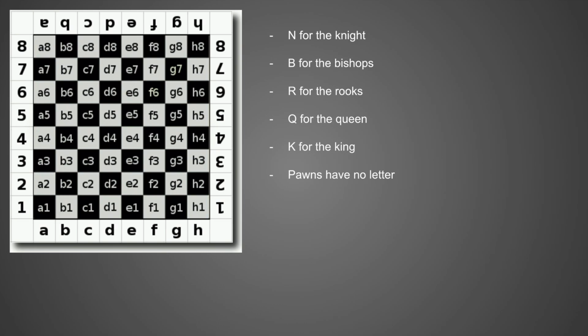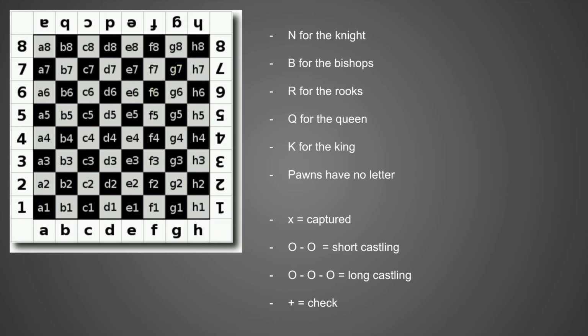If you ever want to say a pawn, you just say the letter. So if my pawn moved from E4 to E5, it would be E5. You don't need to say anything else, just E5, or let's say from C2 to C4, it's just C4.